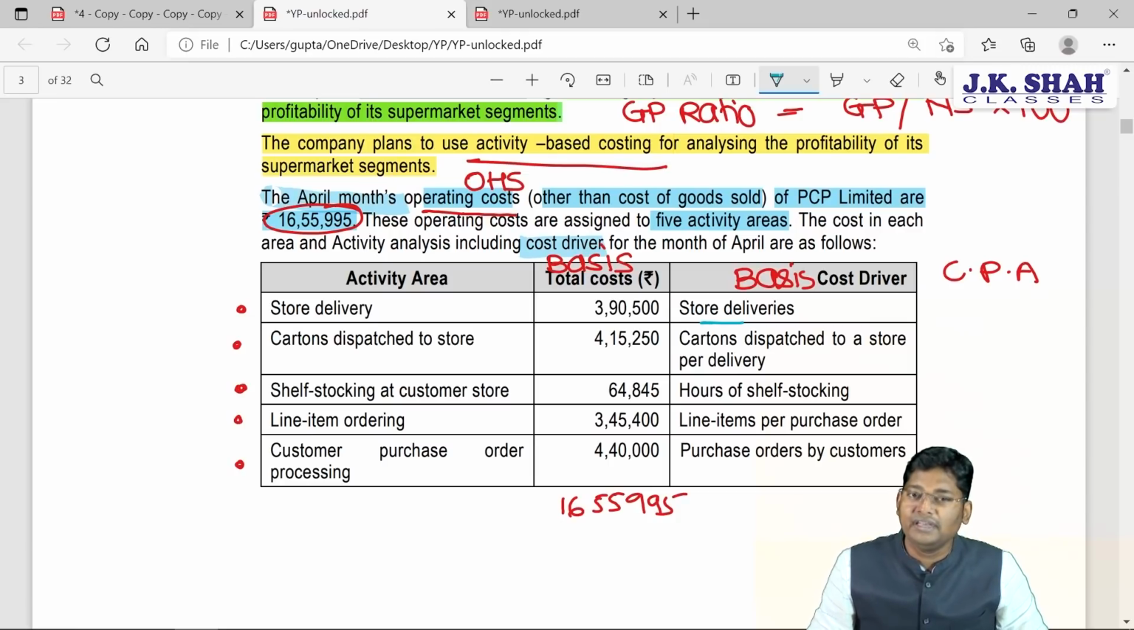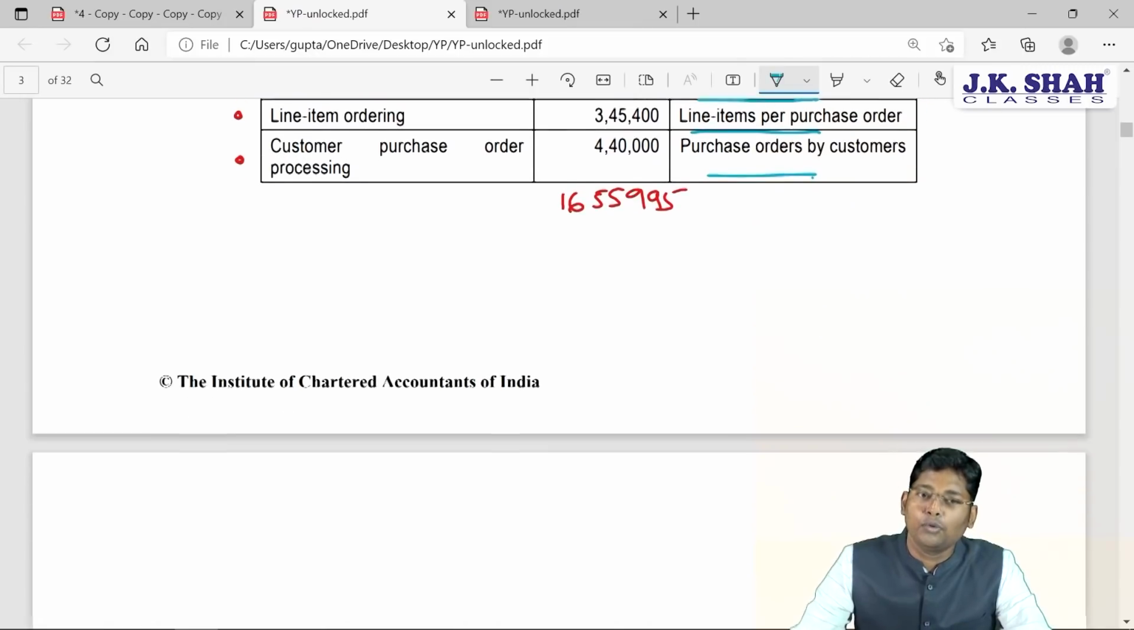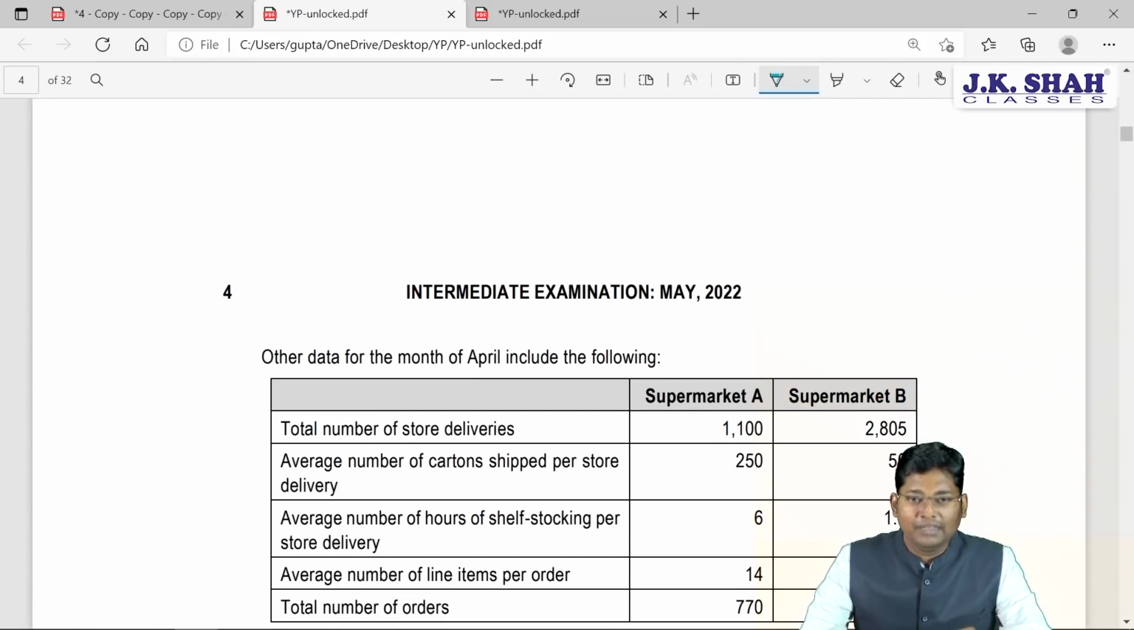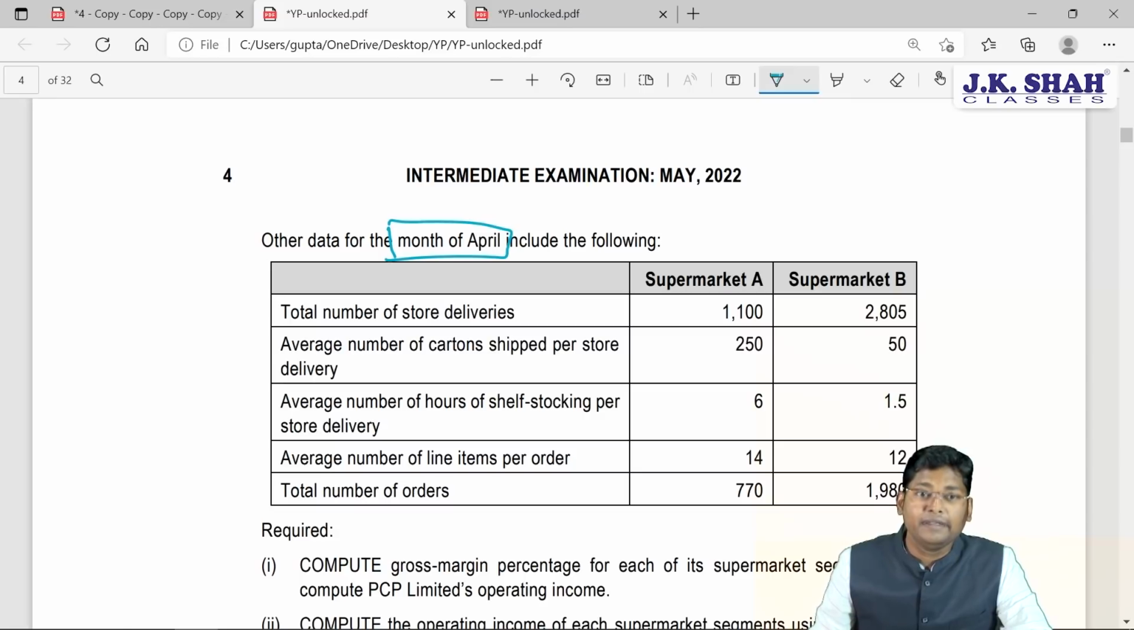They are store deliveries, that is number of deliveries, total carton dispatch to store per delivery, hours of shelf stocking, line items purchase order and purchase orders by customers. These are the basis given in the question. By using the same information, they have given month of April related data, the total number of deliveries, number of cartons, then average number of hours, number of items per order and total number of orders.